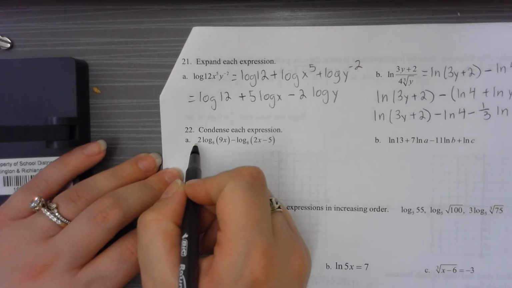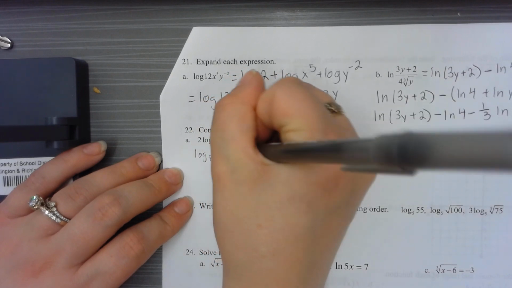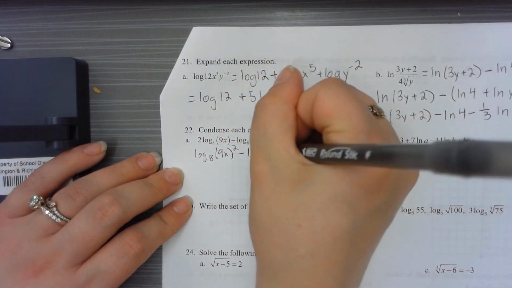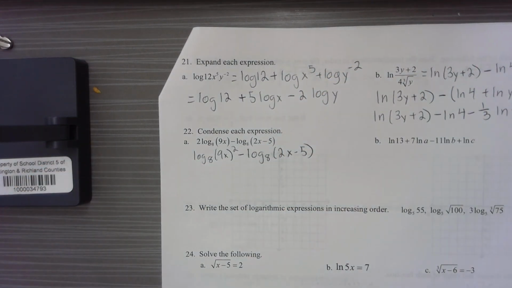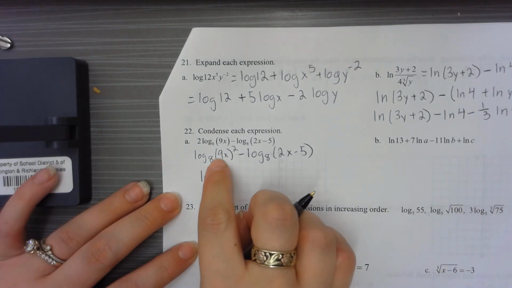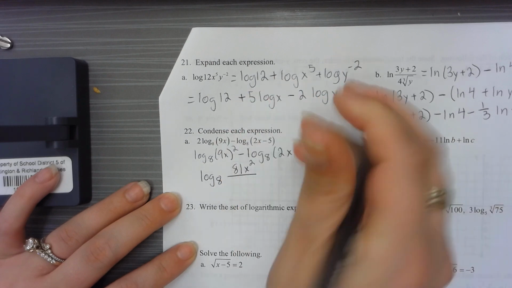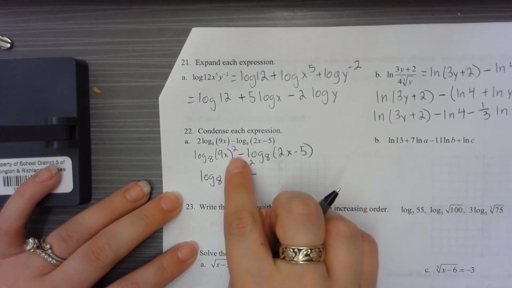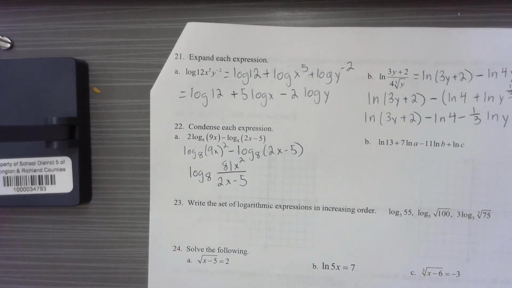Okay, so when we are condensing, we're going the opposite direction. So first we want to start by making that coefficient an exponent. So this would be log base 8 of 9x, that both of those squared, minus log base 8 of 2x minus 5. I am going to simplify that in the next step. And then this subtraction means that it's going to be division. So that numerator, I'm going to simplify. 9 squared is 81, and then x squared is x squared. And then this part is going to go in the denominator because it is negative. So this is going to be 2x minus 5. And once we get it down to one singular log, we're done.